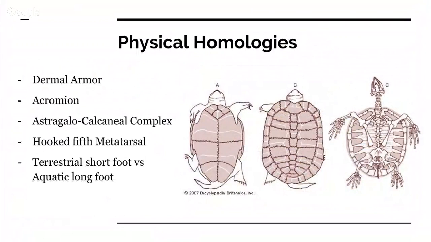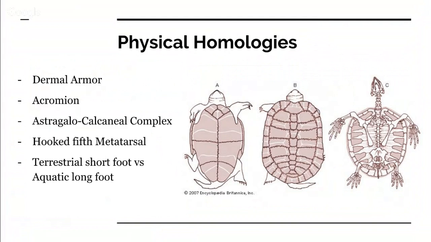So I'm going to go through some of the physical homologies of turtles that are very unique to turtles, and useful for classifying related species and ancestors. The first is the dermal armor. The dermal armor composes the shell of the turtle, and it's formed from the vertebral column and its ribs, as you can see in the picture. So it's kind of on the back. I'll just explain this picture real quick.